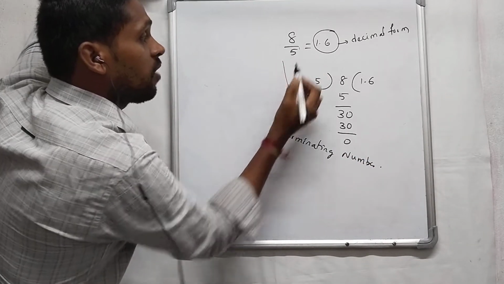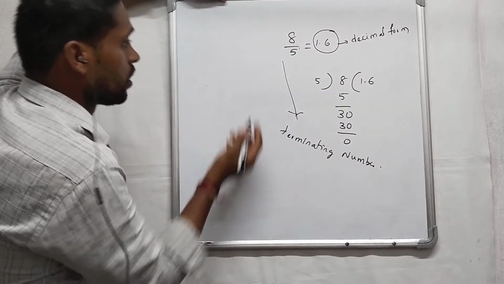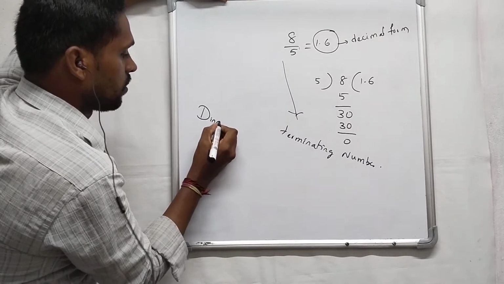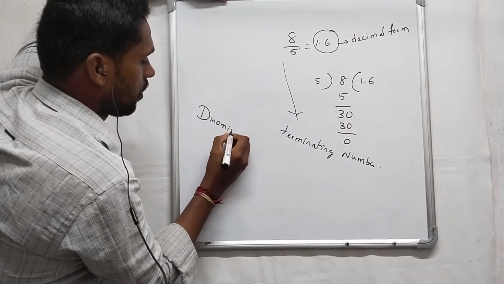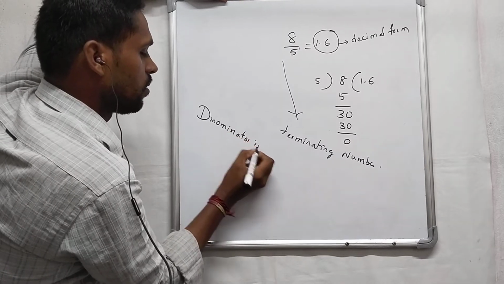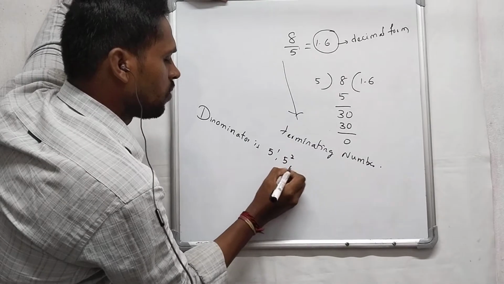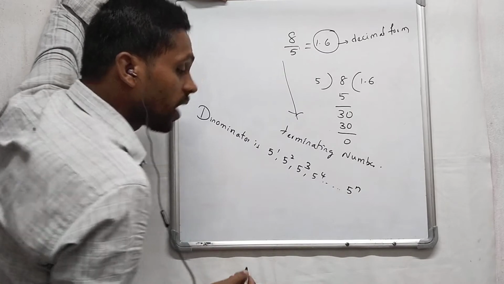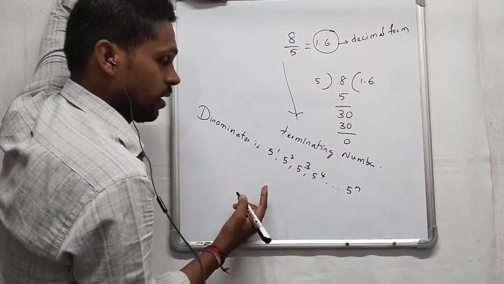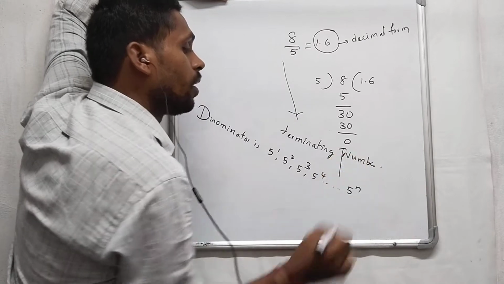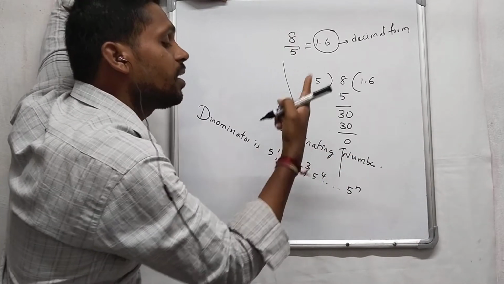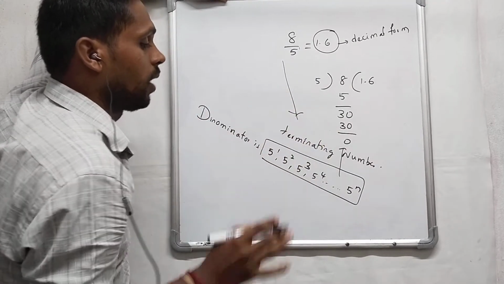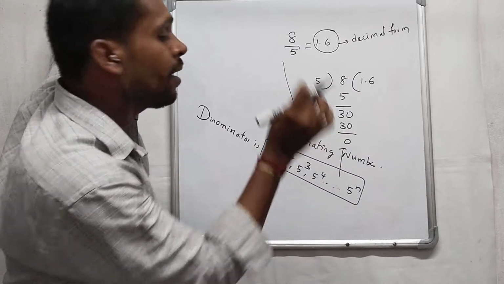So what is the denominator? 5 power 1 or 5 square. So the denominator is 5 power 1, 5 square, 5 cube, 5 power 4 and so on, 5 power n. It gives remainder 0. When it gives remainder 0, then those numbers we call terminating numbers. If the denominator is in this form, definitely that is a terminating number. Terminating means it gives a remainder 0.